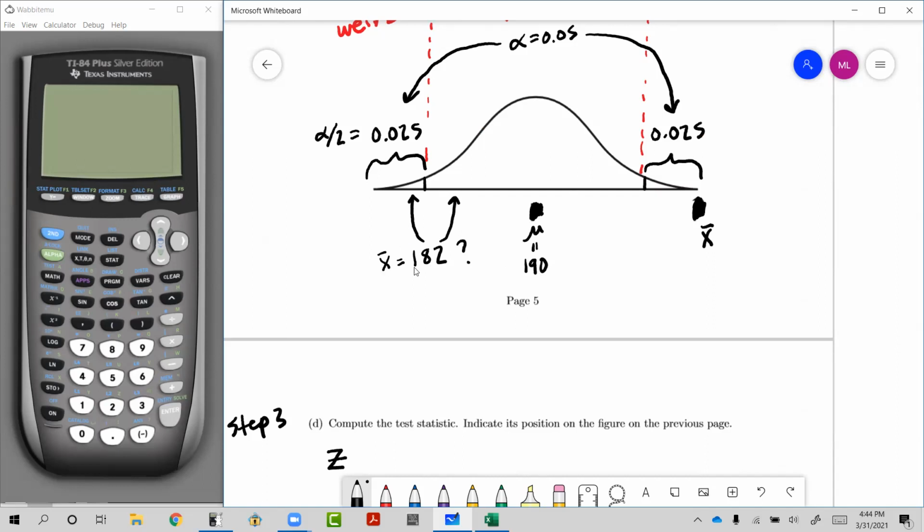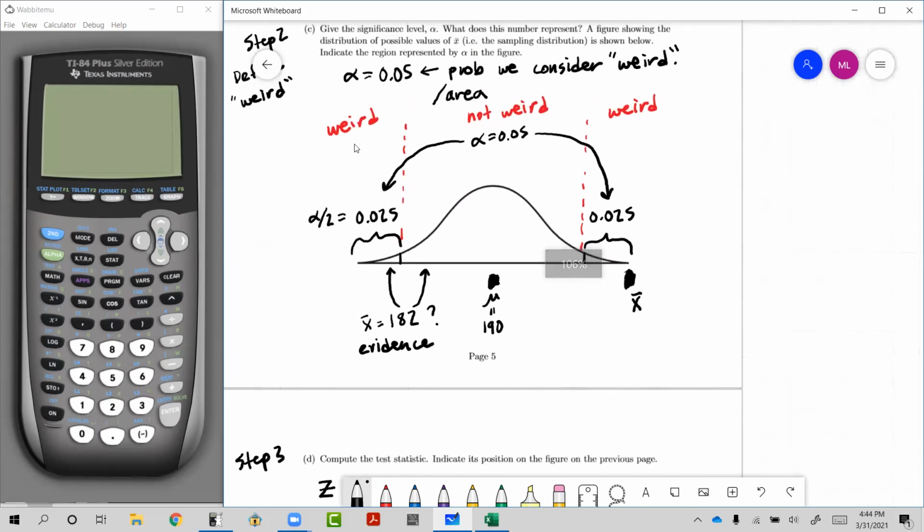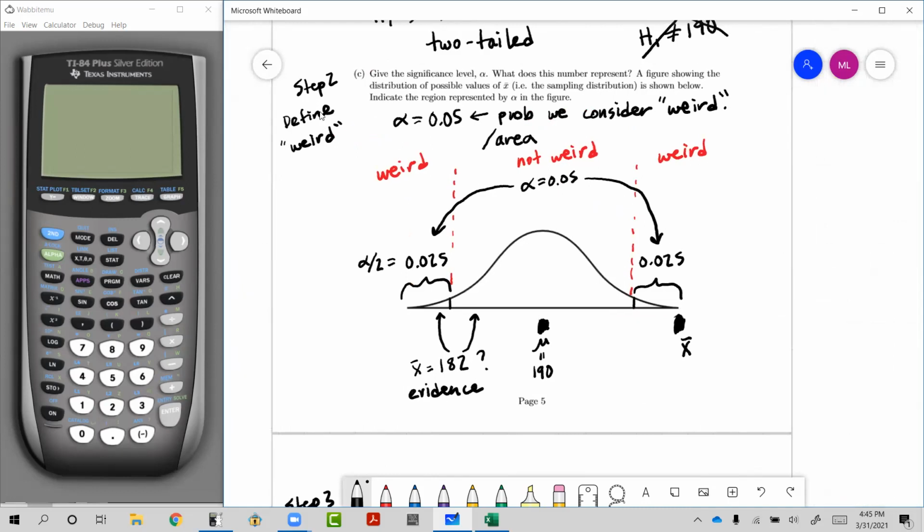We're trying to decide exactly where our evidence, so this is our evidence, that x bar equals 182, falls. Does it fall in a region that would be really weird for that to happen, assuming that mu was equal to 190? Or does it fall in a region where that's not that weird of a result to see happen if mu equals 190? And we've arbitrarily decided at the beginning, based on what alpha was prescribed to be, how we decided what we're going to consider weird. Alpha is what determines weird, how we define weird.